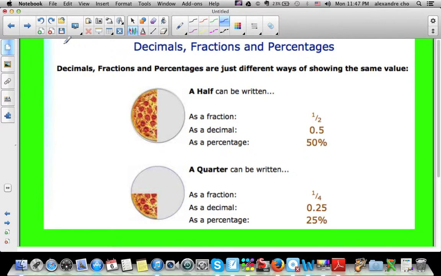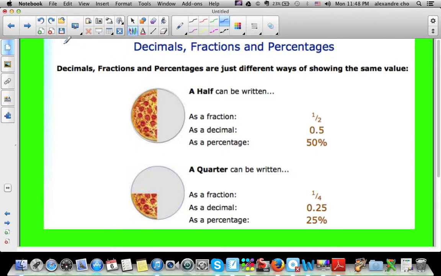A quarter. A pizza was cut up into 4 pieces. One is left over. How do I represent that one that's left over as a fraction? Well, since it was cut into 4 and I have one left over, it would be 1 out of 4. As a decimal, it'd be 0.25. And as a percentage, it'd be 25%.